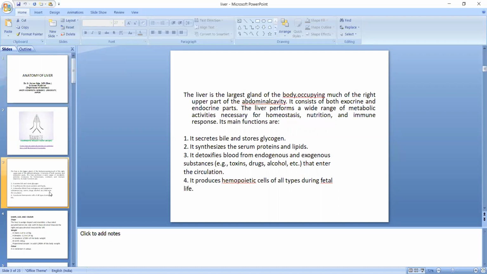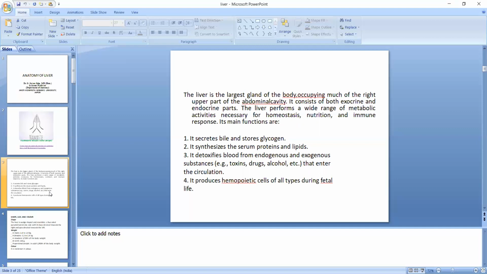The liver is the largest gland of the body, as we, as medical students, all know, occupying much of the right upper part of the abdominal cavity. It consists of both exocrine and endocrine parts, and the liver performs a wide range of metabolic activities that are necessary for homeostasis, nutrition, and immune response.